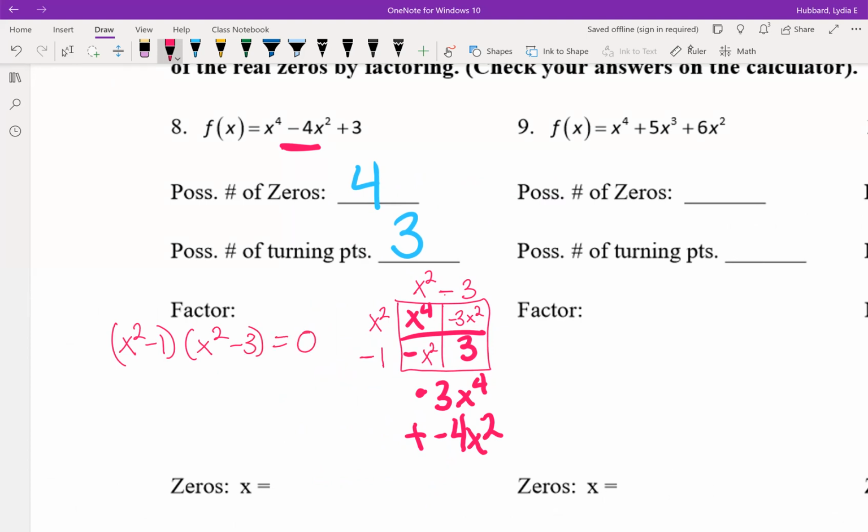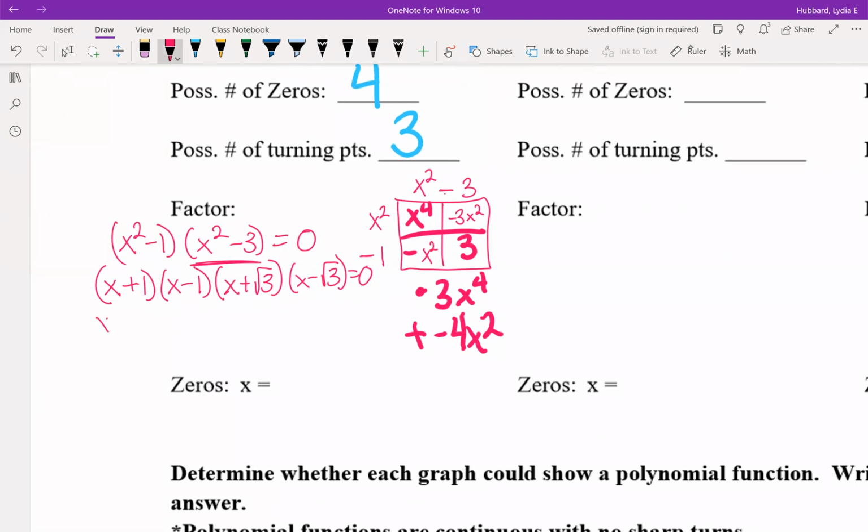But again, remember to find those zeros, we set it equal to 0. And both of these, we can do a difference of squares. So for the first one, the square root of the first term is x. The square root of the second is a positive 1. So we do square root of the first plus square root of the second, square root of the first minus the square root of the second. And we can do it again for this other factor. It would just be x plus radical 3 and x minus radical 3. From there, we would set each of those factors equal to 0 and solve.